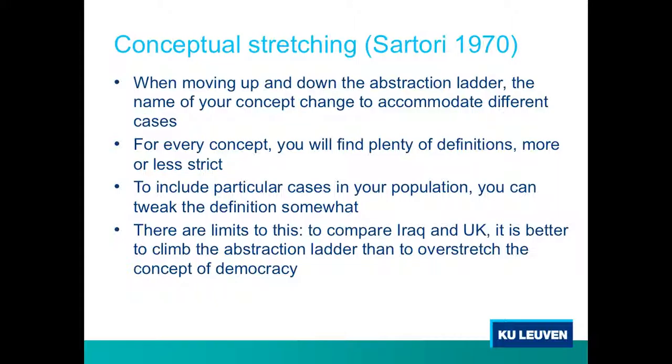So, for instance, if we want to compare Iraq and UK through the concept of democracy, we probably need to delete some definitional attributes related to human rights, at least. Well, if you look at the literature on democracy, every author agrees that human rights is an essential component, a necessary component, actually. So you should actually not delete this attribute, and it is better in that case to go up the abstraction ladder and to compare both countries with the concept of political regime.